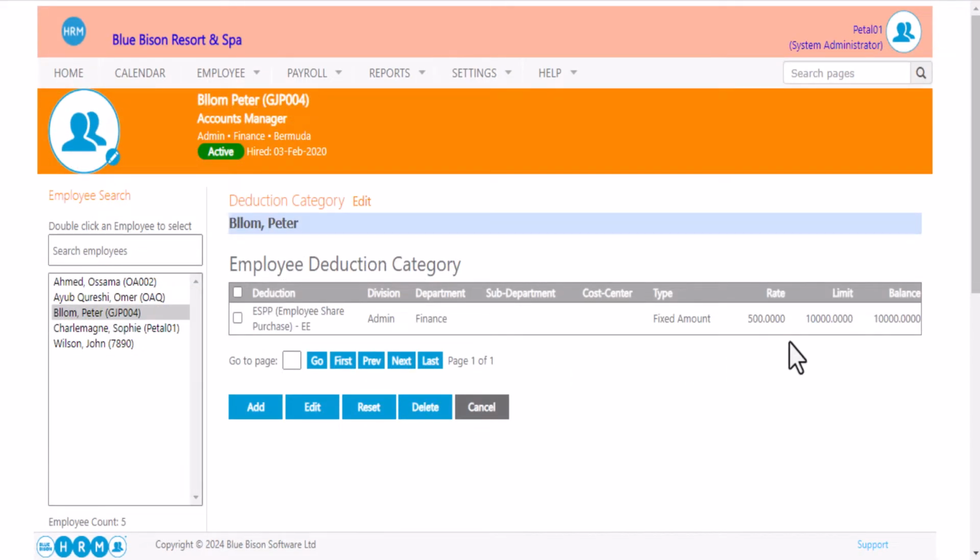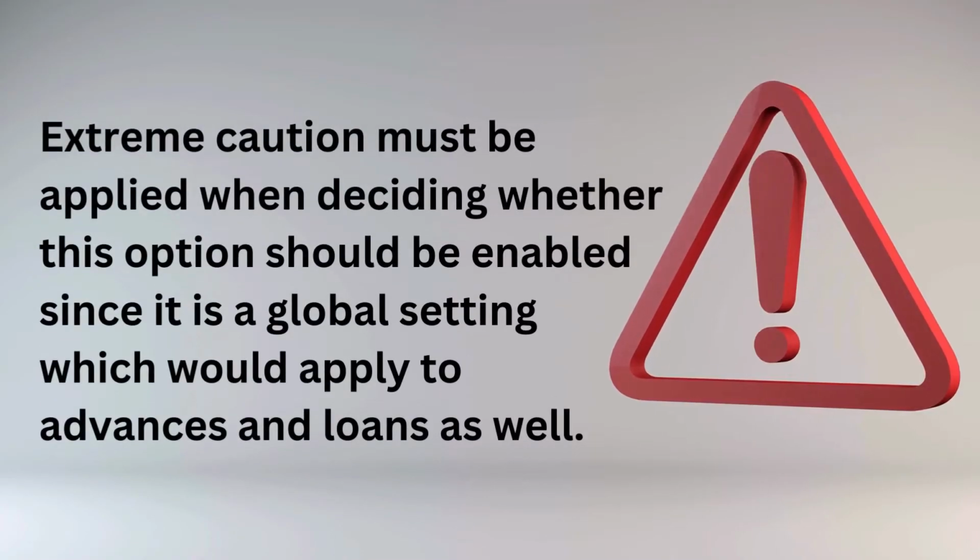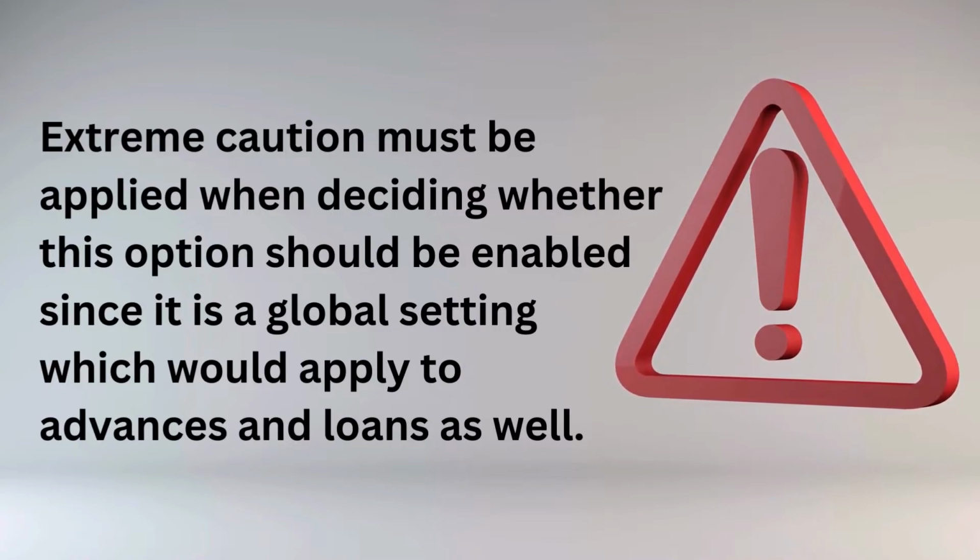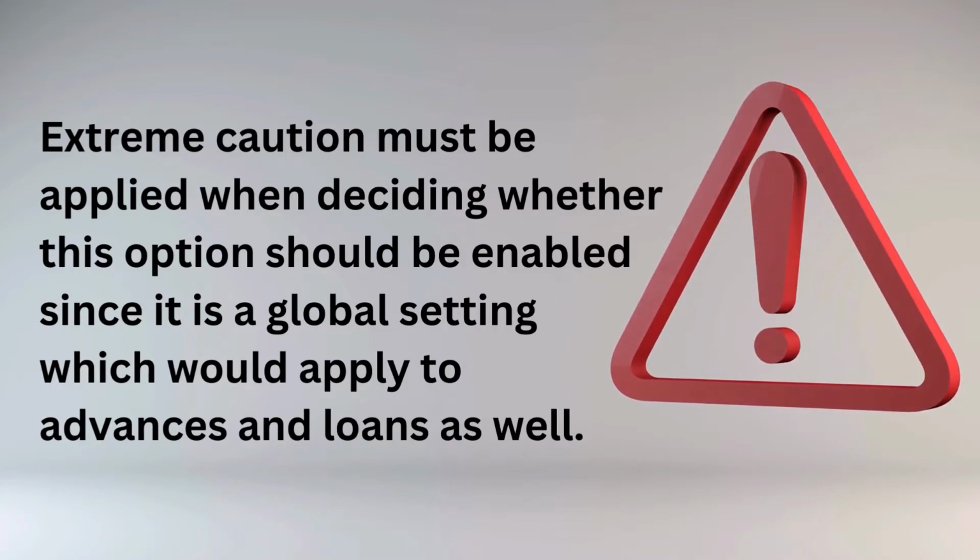For example, if an employee is allowed to purchase up to $10,000 in company stocks annually, but only bought $6,000 worth, he will still be allowed to purchase up to $10,000 the following year, therefore the limit must be reset. Extreme caution must be applied when deciding whether this option should be enabled, since it is a global setting which would apply to advances and loans as well.